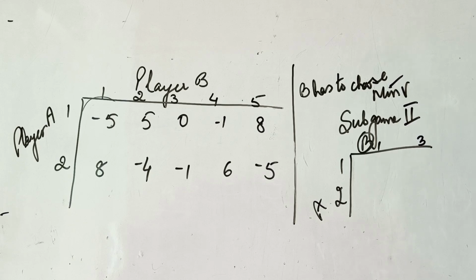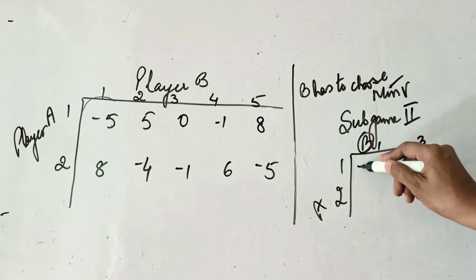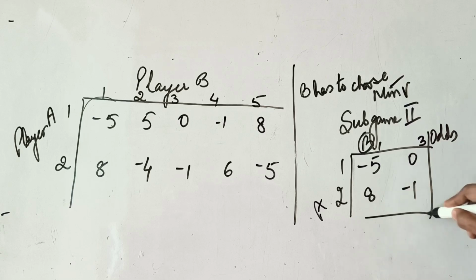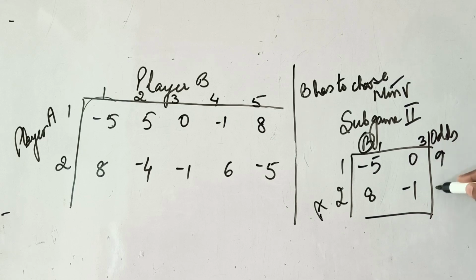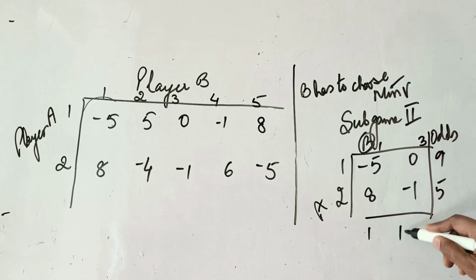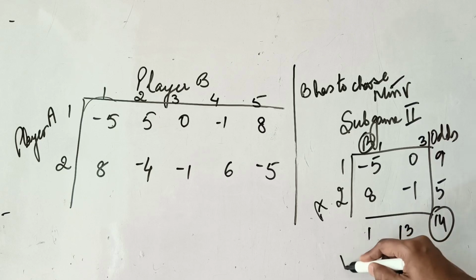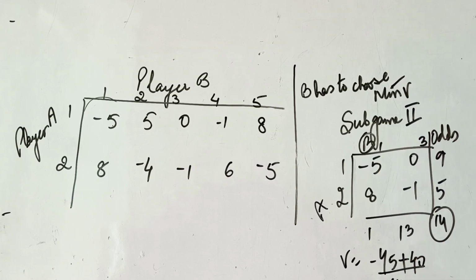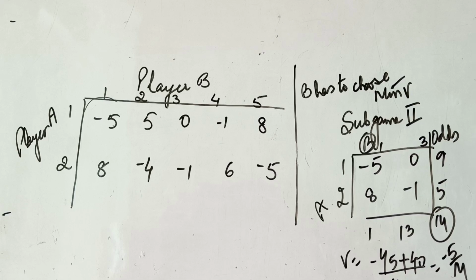And if you look at your subgame 2, we have already solved it. You just have to copy it here. We have already done it, and we solved it with the help of the odds method. The odds we got were 9 and 5, and it was 1 and 13. 14, and from here we got the value of the game as minus 45 plus 40 divided by 9 plus 5, that is 14. So we have got the answer of minus 5 by 14. You have to show it again, right? So this is the value of the game.